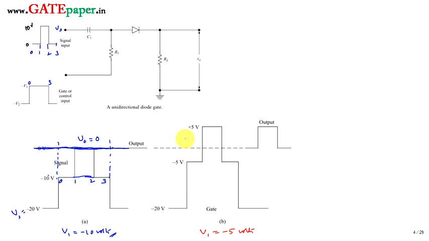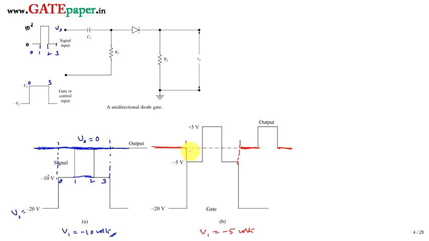During the non-transmission period, the diode is reverse biased. Because during the non-transmission period V2 is at minus 20 volts, even if the signal of plus 10 volts appears, minus 20 plus 10 is still negative, so during the non-transmission period the output will be 0.